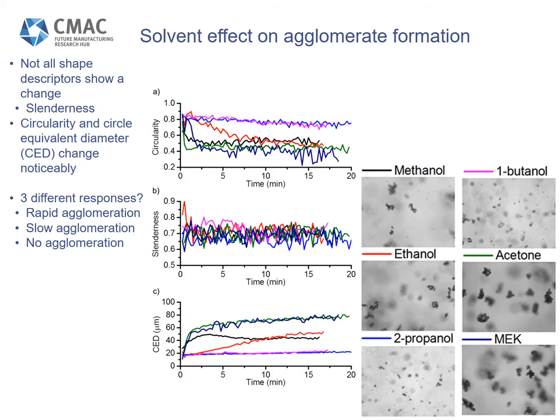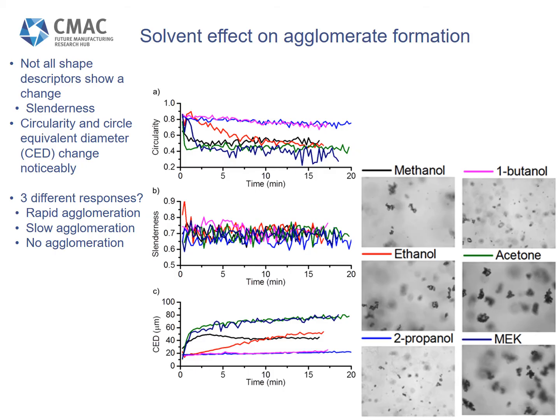So firstly, we can see that not all shape descriptors will vary with the agglomeration process. For example, slenderness here shows no difference between the non-agglomerating and agglomerating solvents. We can, however, see that circularity and circle equivalent diameter change with time and give different responses in different solvents. We see rapid agglomerating solvents such as methanol, acetone and MEK, which have a sharp change in circularity and CED within the first 2 to 3 minutes. On the other extreme, we have 1-butanol and 2-propanol, which show very little change in particle size and shape, suggesting no agglomeration is going on. Then in between these two, we have ethanol, which agglomerates but takes its time about it.